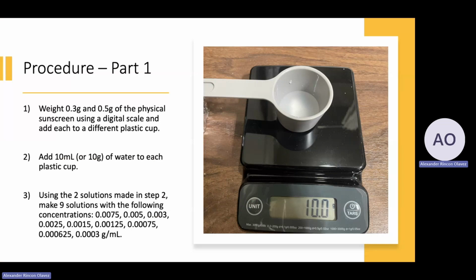Now, focusing on the procedure of this experiment, we will need to first weigh 0.3 grams and 0.5 grams of the physical sunscreen using a digital scale and add each quantity to a different plastic cup. Later, we will add 10 milliliters of water to each plastic cup. Using these two solutions, we will later make 9 solutions with the following concentrations. Now, this will require diluting the solutions using the right amount of water to get the right concentration.